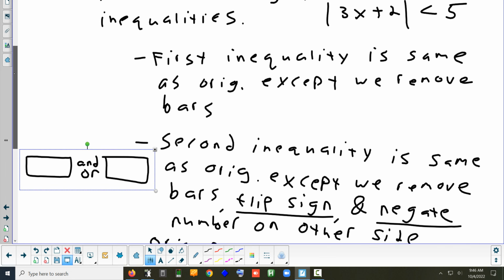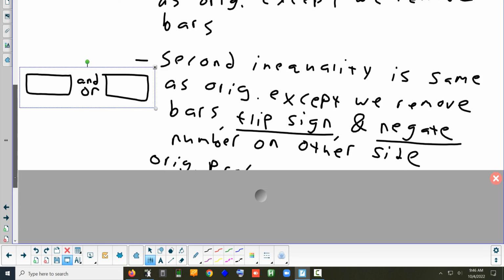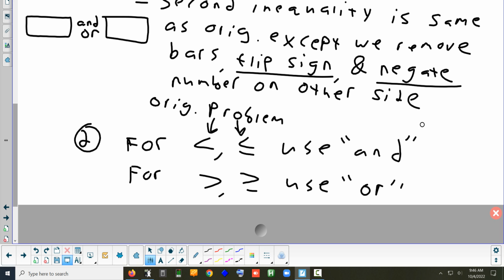The way you know which one to pick is you look at the original problem. Look at your inequality. If the original inequality is a less than or a less than or equal to, you use the word and. And the way I remember it is if you have a less than, you use and. L for less than. Less than is an and. Land. So I remember the word land. L means less than is an and.